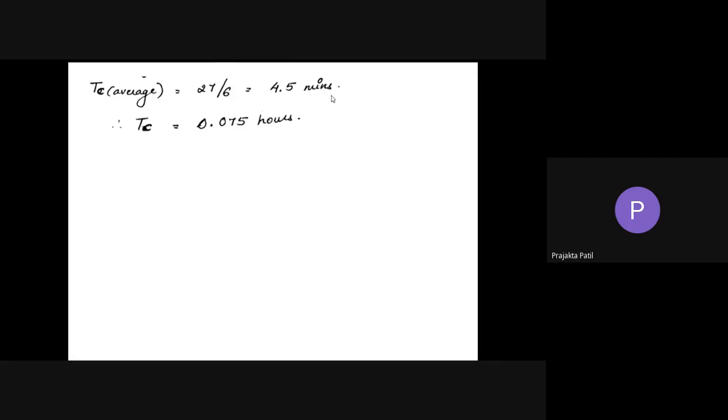All are getting this? Yes, ma'am. Got it. So why do we have to find TC and T setup? Because these values are required in order to get the solution for manufacturing lead time.